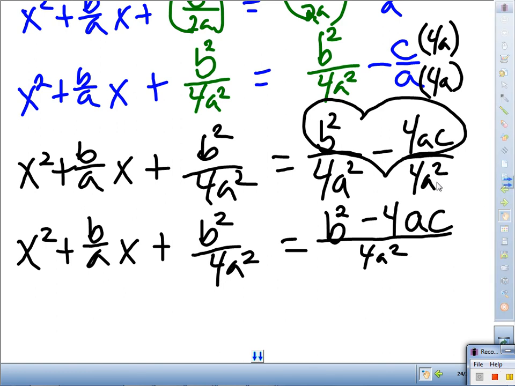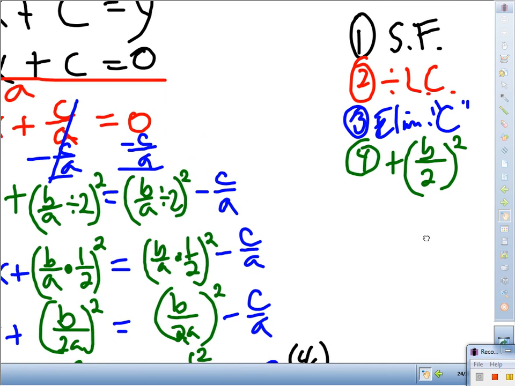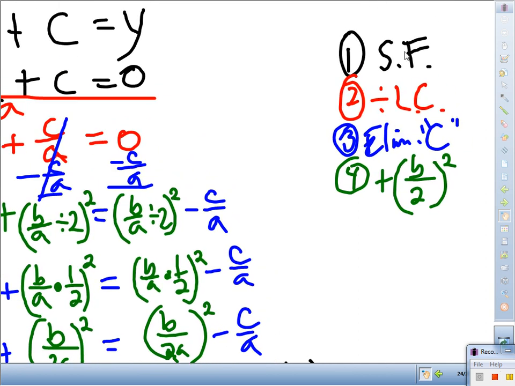So, I barely finished step 4 up to right there, yes? Let me go back to the top to see my process for completing the square. Did we do standard form and equal to 0? Yes. Did we divide by the leading coefficient? Yes. Did we eliminate the constant? Did we add b over 2 squared? Yes. All right.